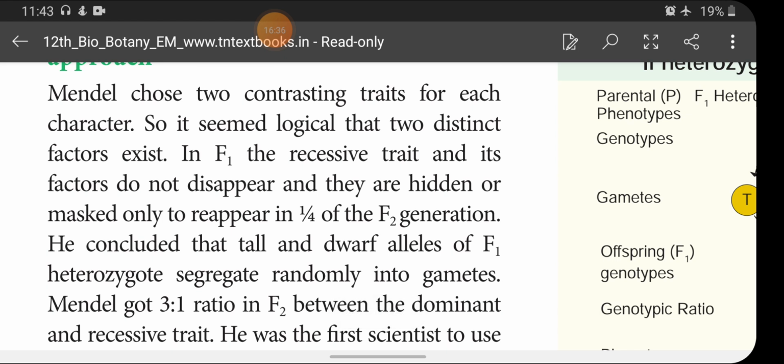In F1, the recessive trait and its factors do not disappear. They are hidden or masked, only to reappear in 1/4 of the F2 generation. We have already seen this: in F1 the recessive trait and factors do not disappear, they are hidden or masked, and only reappear in the F2 generation in 1/4.